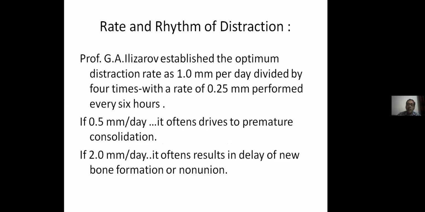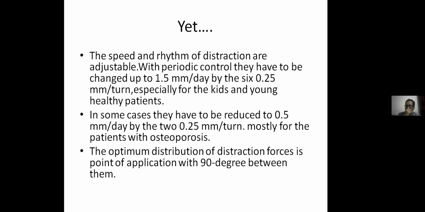What is the rate and rhythm of distraction? Professor Gavriil Abramovich Ilizarov established the optimum distraction rate as 1 millimeter per day, divided into 4 times, with a rate of 0.25 millimeter performed every 6 hours. If 0.5 per day, it often leads to premature consolidation. If 2 millimeters per day, it often results in delay of new bone formation or non-union. So the optimum distraction rate is 1 millimeter per day, which is followed by all Ilizarov surgeons.